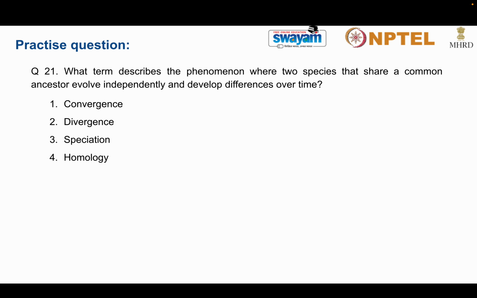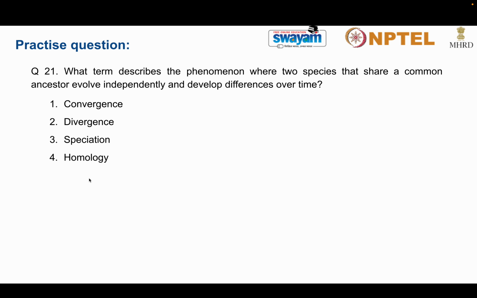So let's see the last question, which is question number 21, which says, what term describes the phenomena where two species that share a common ancestor evolve independently and develop differences over time? Option 1, convergence. Option 2, divergence. Option 3, speciation. And option 4, homology. I hope, as we have discussed all those terms before, now you'll be able to answer this very quickly.